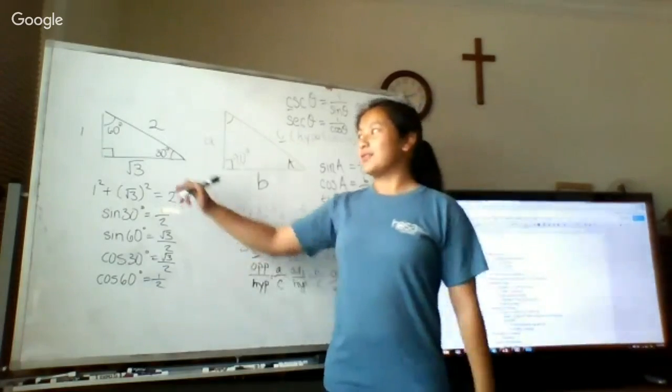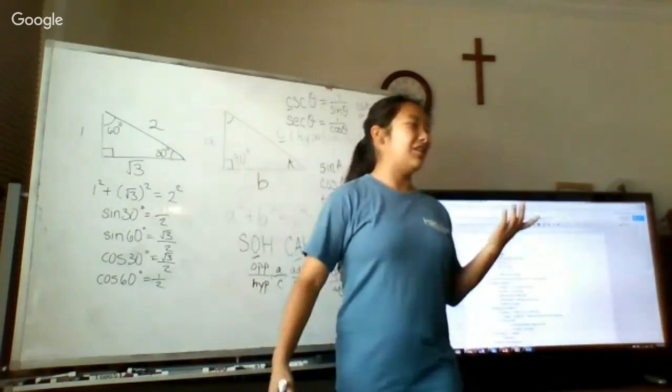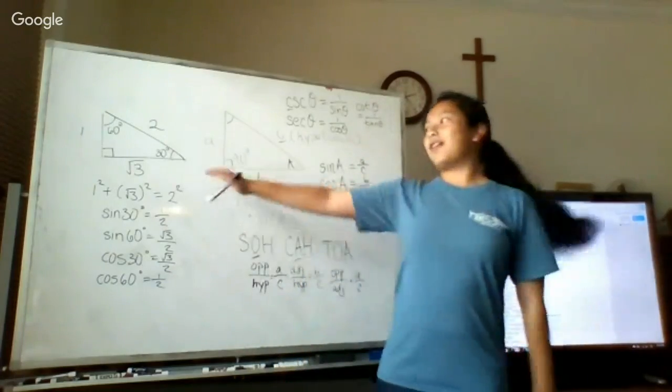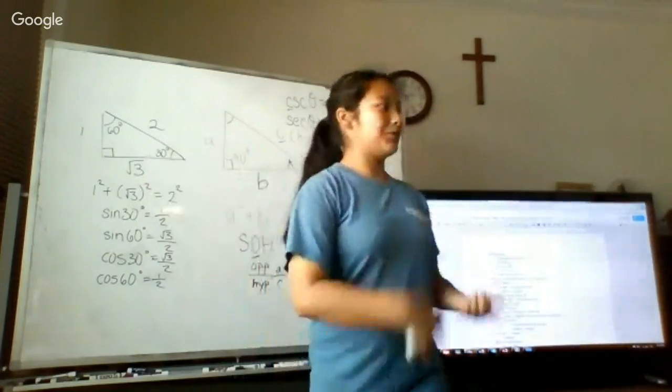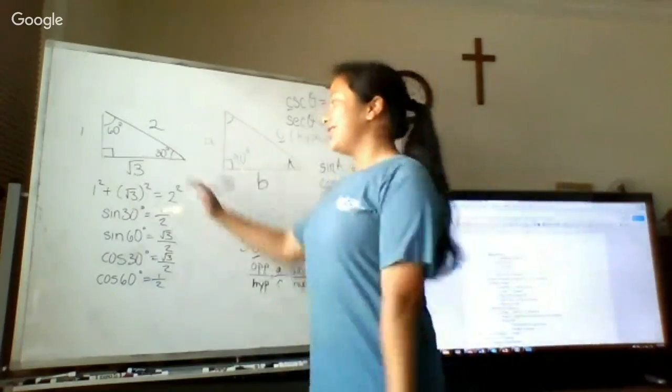You can derive formulas from this, like how to find the area of an equilateral triangle. It can be found from using this triangle and some of the rules they have. So neat stuff comes out of this.